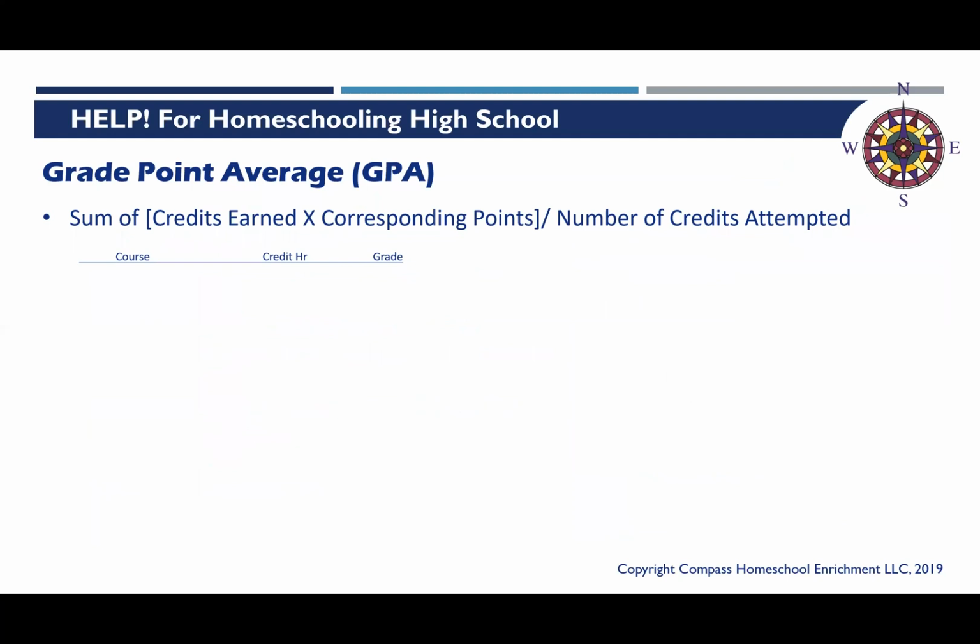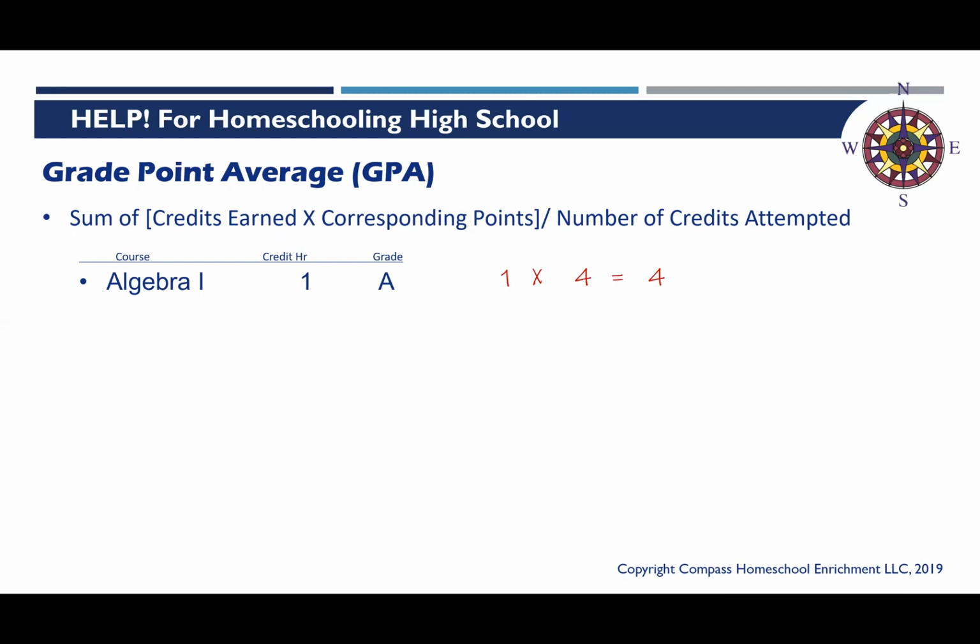So we're going to run through one calculation of a GPA to make sure this is clear. Essentially, a GPA is calculated by multiplying the credits earned times the corresponding quality points, adding those up, and then dividing by the number of credits attempted. We are going to look at a sample year for a pretend high school student. This student took algebra, earning 1 credit and a grade of A.